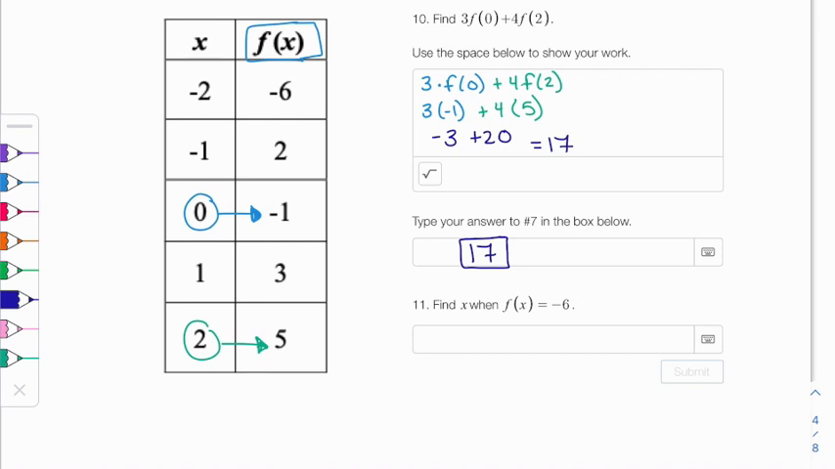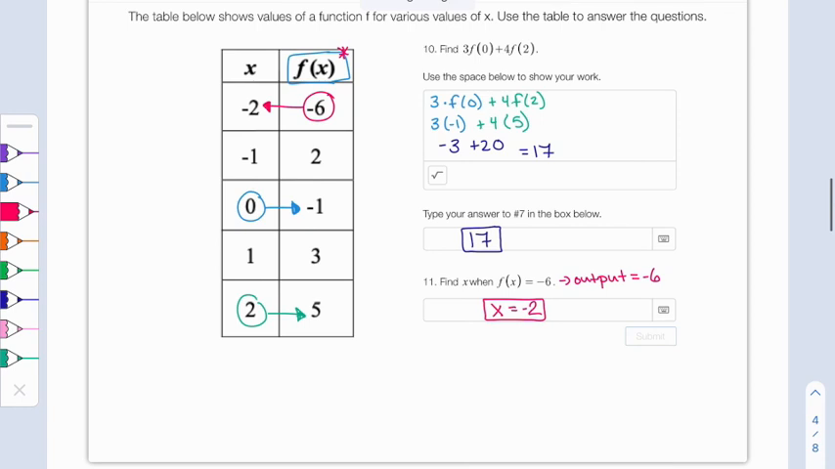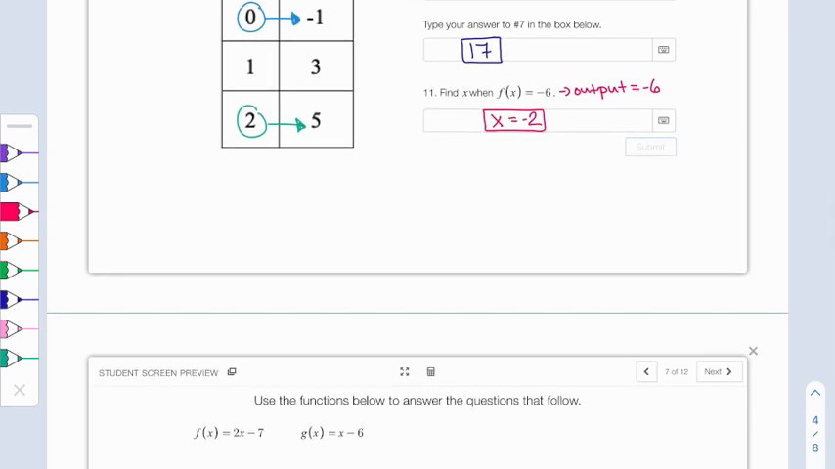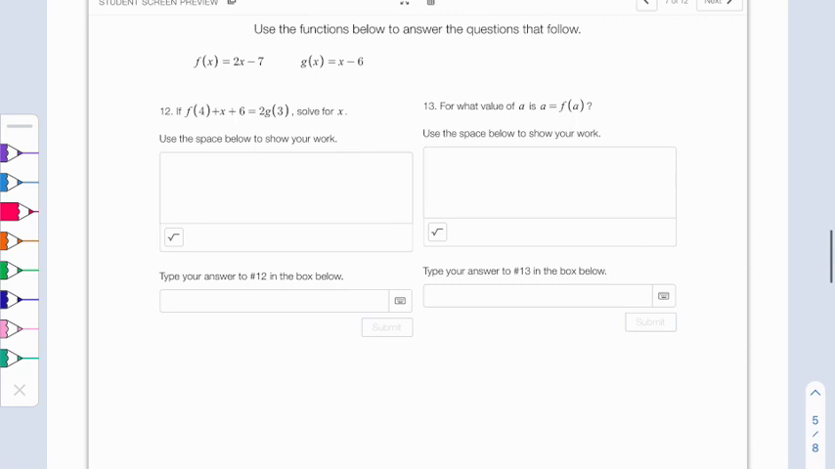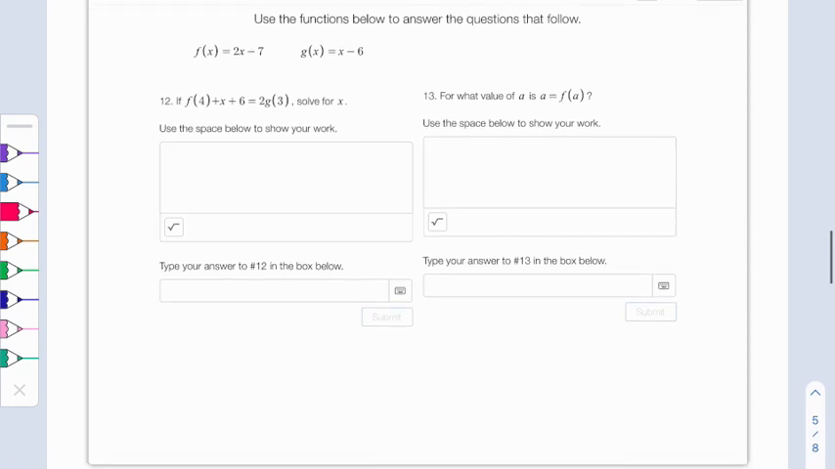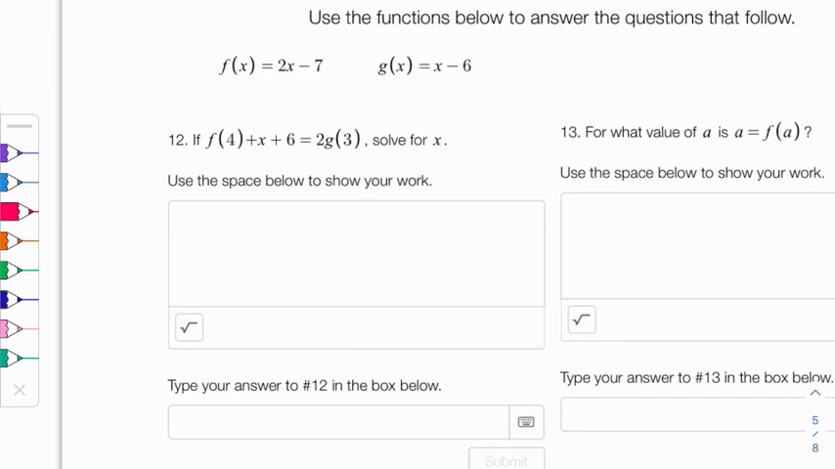Here it's asking what's the x value when the function equals -6. So the output is -6. So I'm going to look at my outputs, which is my f of x column. Find negative 6. What's the x value? X is negative 2. Sometimes there might be multiple, so just check your table for that, but in this case there's only one. Notice the answer is x equals. Notation's important.